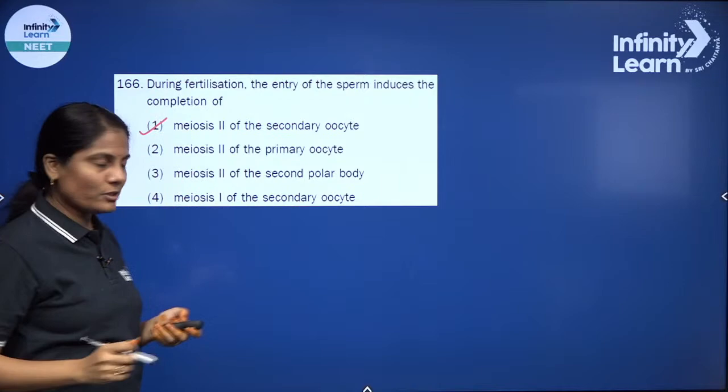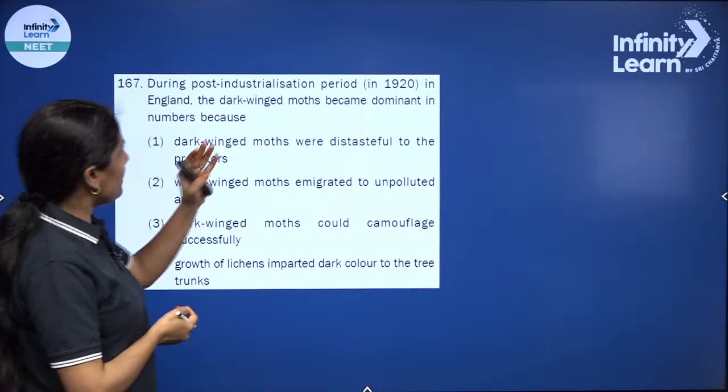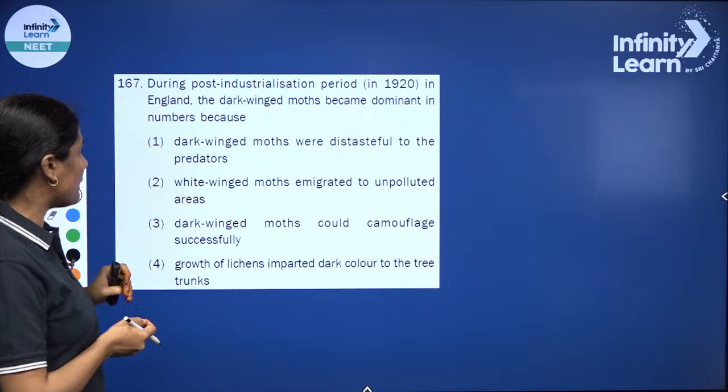During the post-industrialization period in England, the dark-winged moths became dominant in numbers. Why is it that they have become dominant, the dark ones?